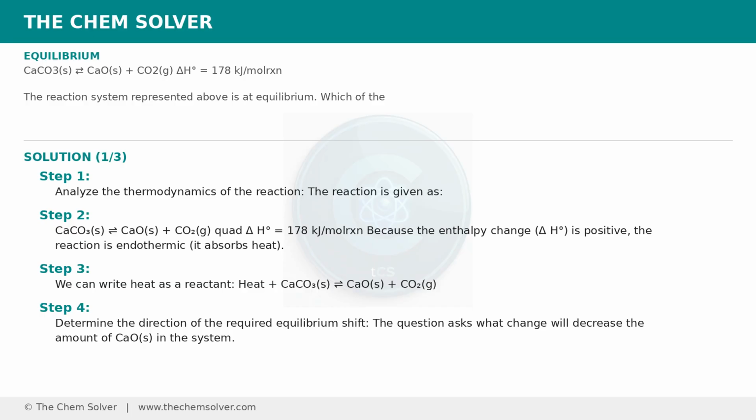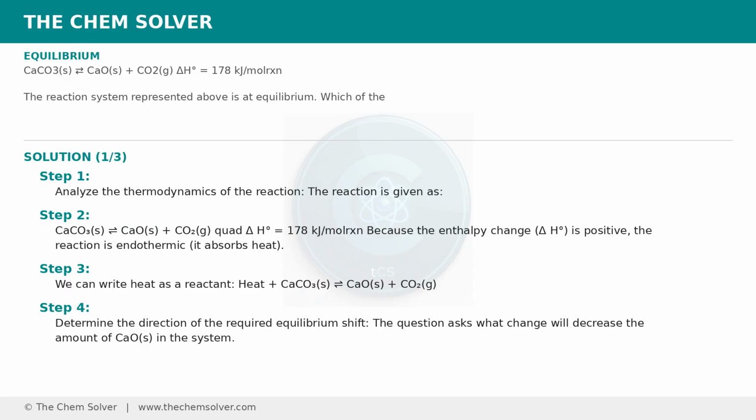Analyze the thermodynamics of the reaction. The reaction is given as CaCO3 is in equilibrium with CaO plus CO2, delta H degrees equals 178 kilojoules per mole of reaction. Because the enthalpy change, delta H degrees, is positive, the reaction is endothermic. It absorbs heat.